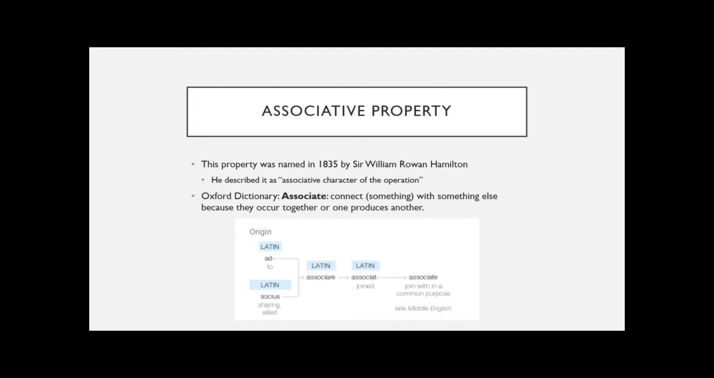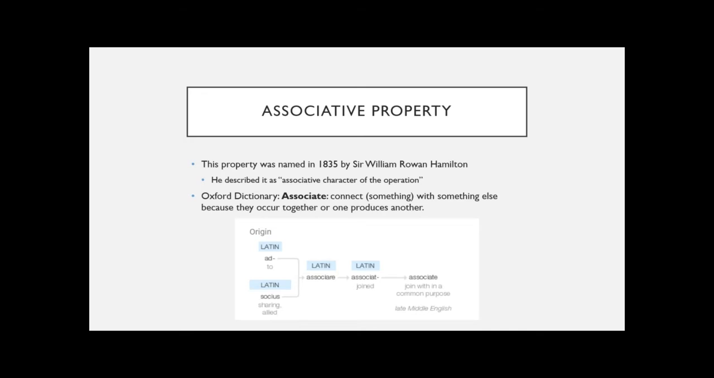So if you're wondering, well, why is it called the associative property? I always think it's useful to understand why it has the name it does, because it kind of helps you remember what it does. So if you look up the word associate in the Oxford Dictionary, it means to connect something with something else because they occur together or one produces another.